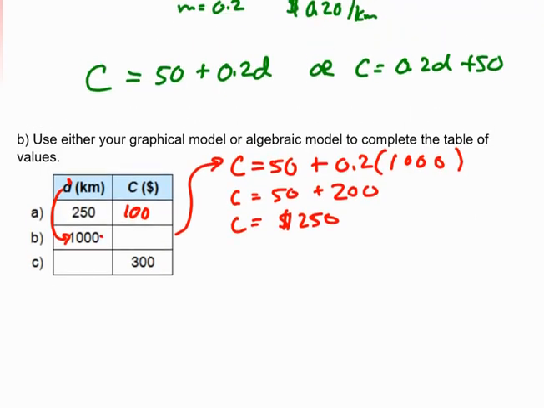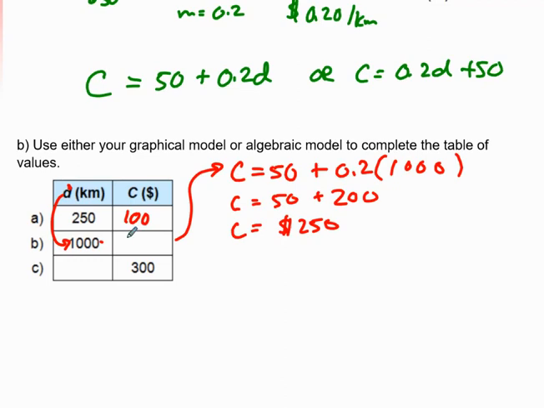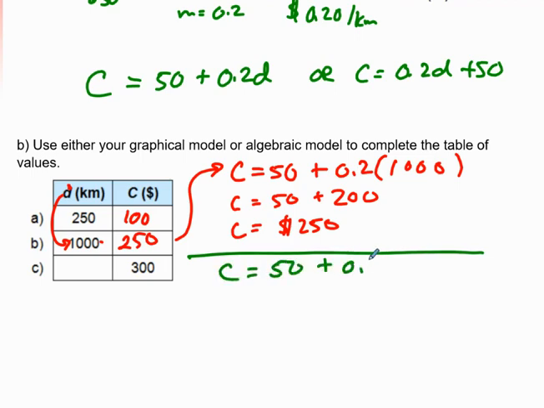All right, let's give ourselves some room here. So 250 goes here. All right, next for C, we know the other way around. Now we know C. Okay, so C equals 50 plus 0.2 D. Right, let's continue. So C now goes in, 300 equals 50 plus 0.2 D.